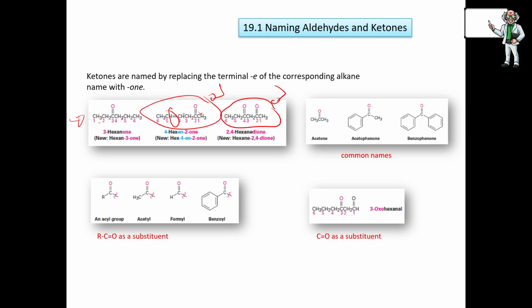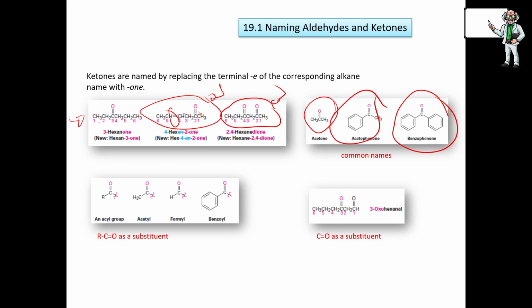Okay? Again, there are some ketones that have a common name that is not the IUPAC name. For example, the 3 carbons ketone is called acetone. It's the liquid that you use for the nails to remove the paint of the nails. When we have a phenyl and a methyl on each side of the carbon double bond oxygen, it's called acetophenone. And if we have 2 phenyls, it's called benzophenone.